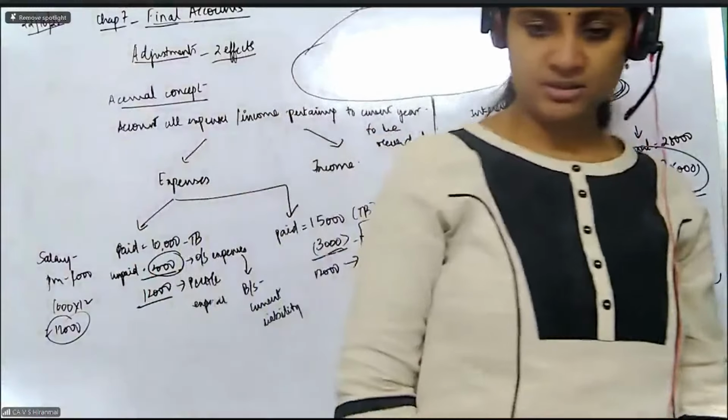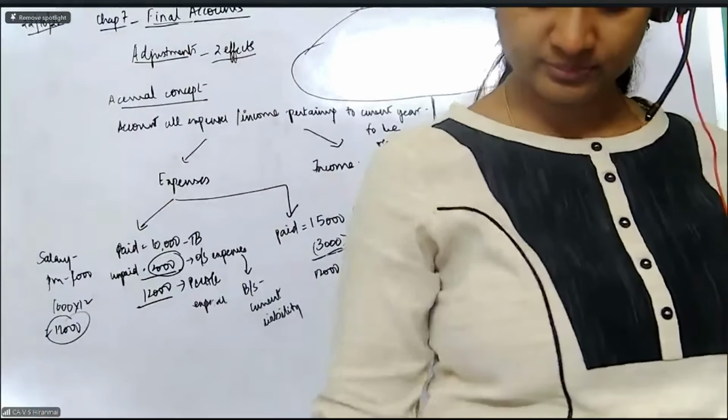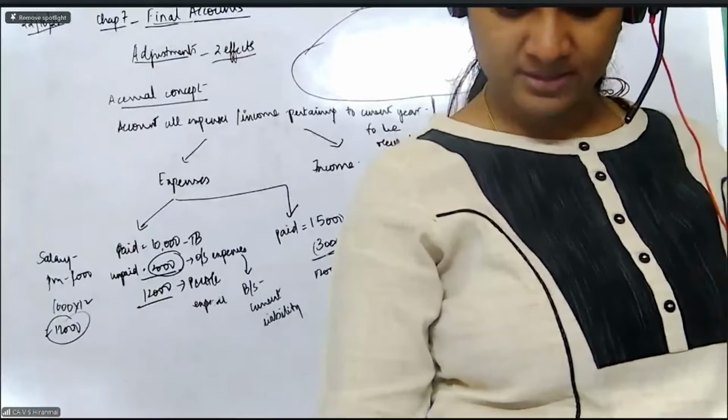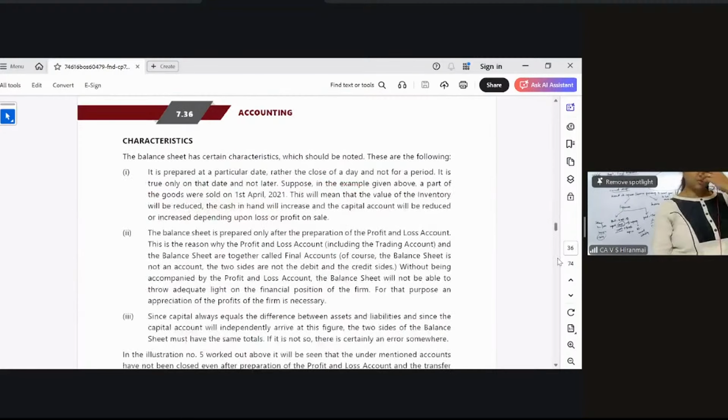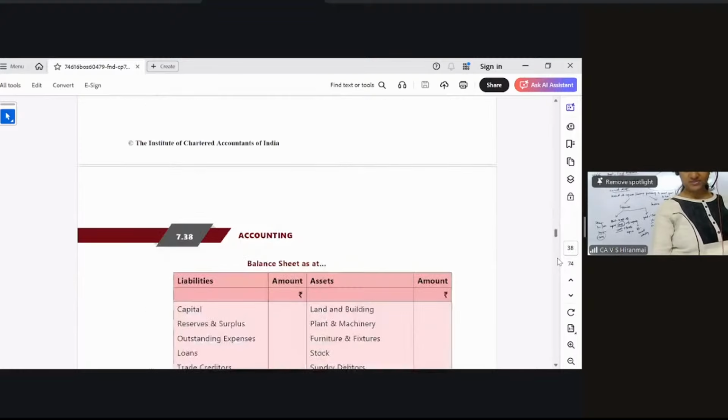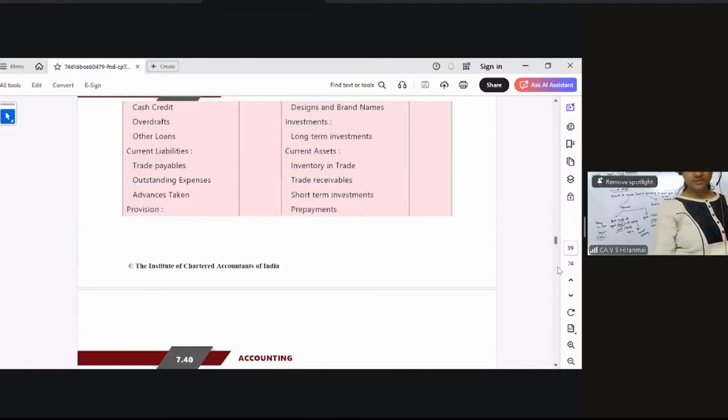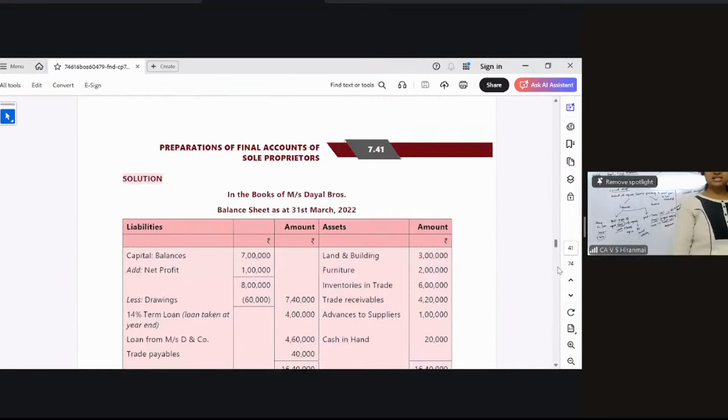Now, with this particular concept, please wait. All of you, please wait. Now we will start doing illustration number 12. Very, very important illustration. I will be doing the adjustments and I want you people to start preparing the account. So first listen to me, what I'm going to do. What are the adjustments I am doing? Each and every adjustment you will have to do in the working notes.